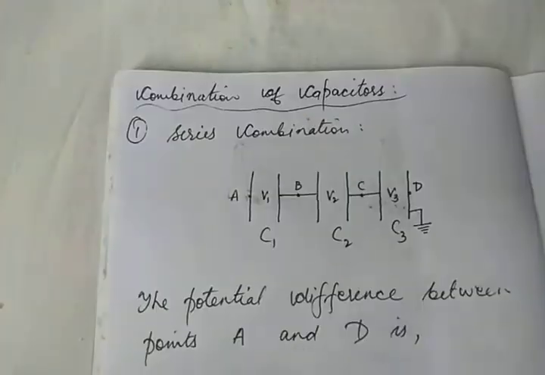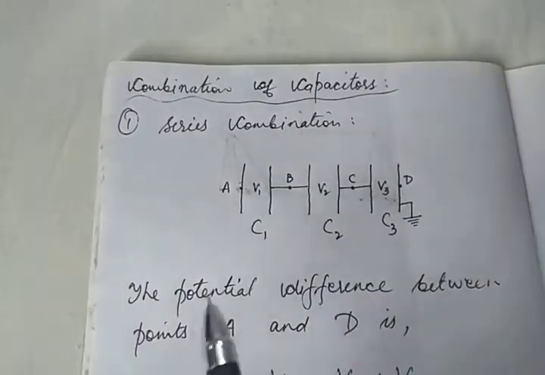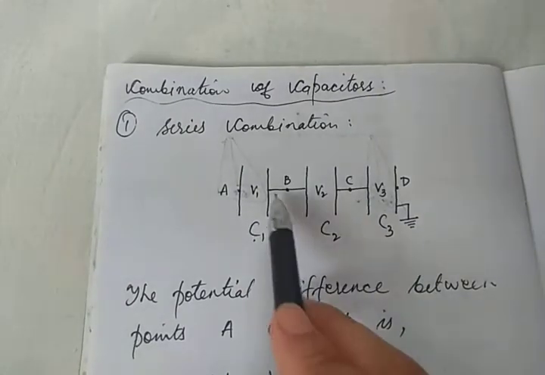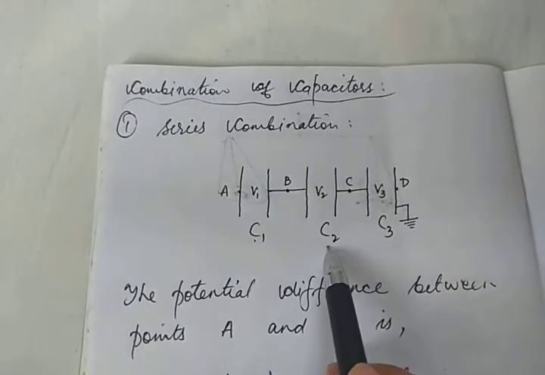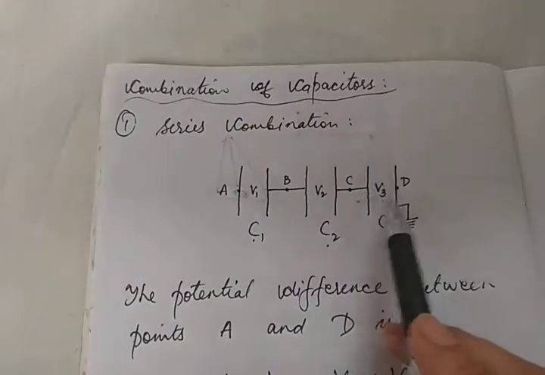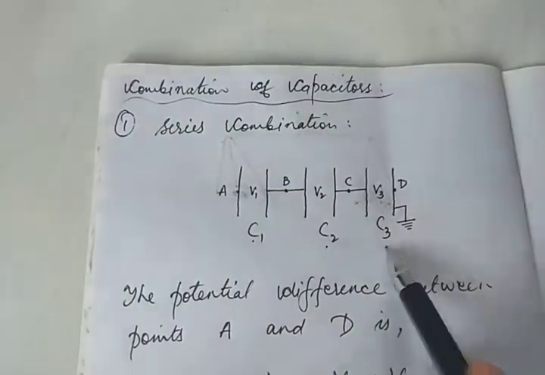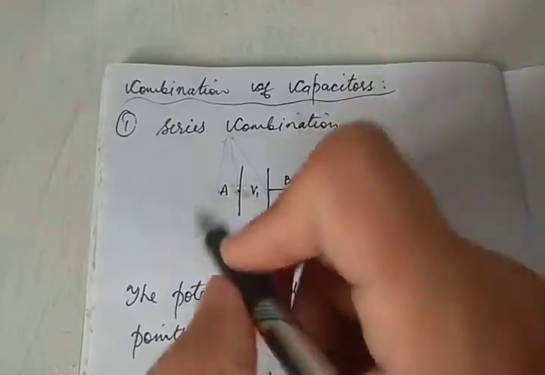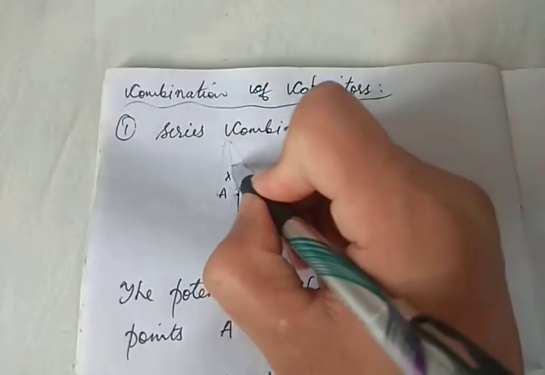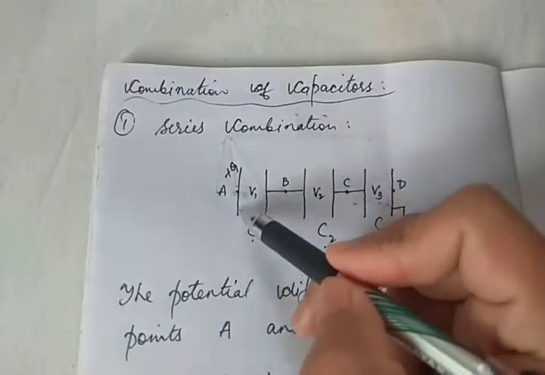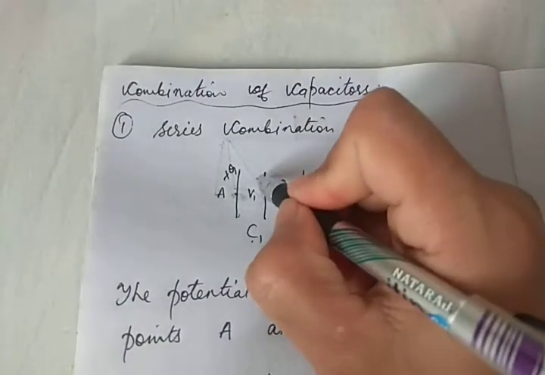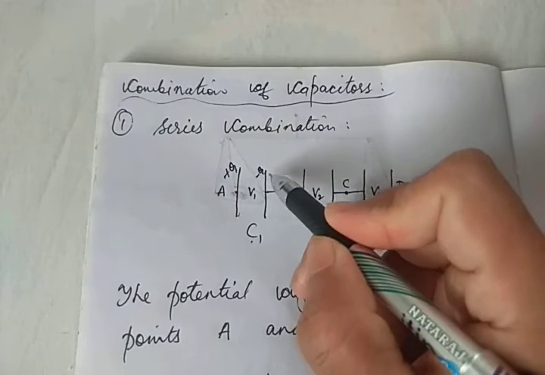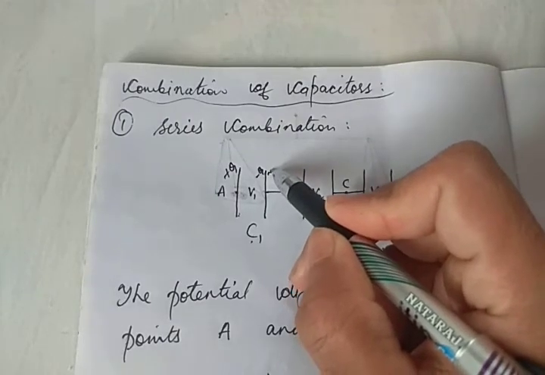So series combination. I have a capacitor whose capacitance is C1, which is connected to the second capacitor having capacitance C2, which is connected to the third capacitor having capacitance C3, whose second plate is connected to the ground. So say, for example, I give plus q amount of charge to the first plate of the first capacitor. Minus q is going to get induced on the inner wall of the second plate. The outside plate gets induced plus q.